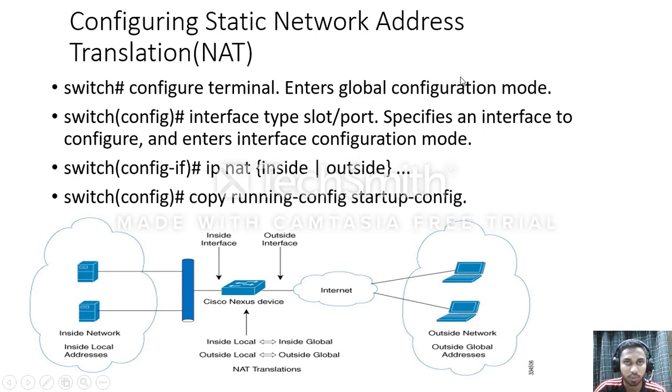So this is how you configure static network address translation. Here we have one example. This side is the local addresses inside the network, and this side we have the inside interface, the outside interface, and here is the NAT translation, and over here are the outside global addresses. And I think that's all from me on network address translation.